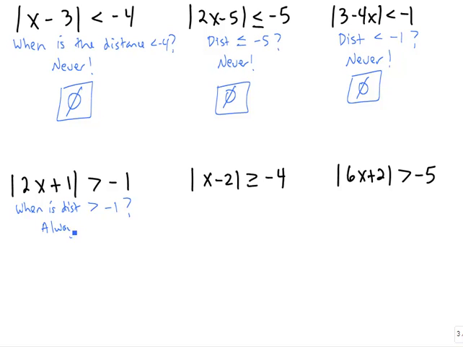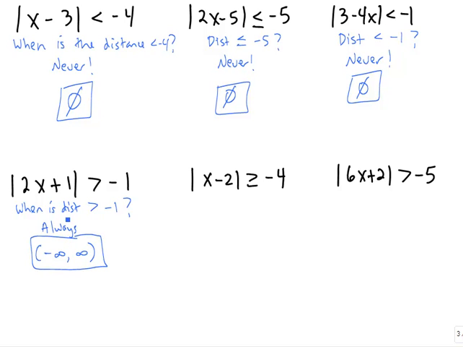Always. Because a distance is always 0 or a positive number, and 0 is bigger than negative 1, and positive numbers are bigger than negative 1. So this is always true. So how do we write that as our solution? How do we write that with intervals? Well, if this is always true for every x, then every x value should work. So all real numbers would be our solution. And how do you write all real numbers as an interval? You say negative infinity up to positive infinity with parentheses.